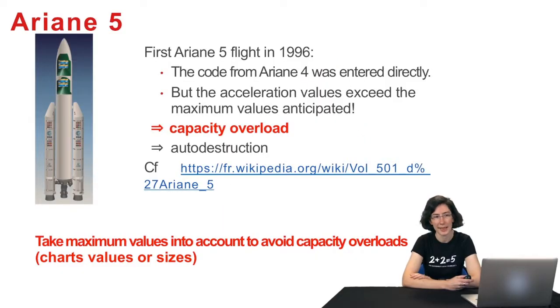The Ariane 5 satellite launcher is another example. That satellite launcher is the replacement of Ariane 4, which worked really well with a certain program. And what they did was copy-paste the Ariane 4 program and put it into Ariane 5. The thing is, Ariane 5 is much bigger, much heavier than Ariane 4. So some maximum values that were correct for Ariane 4 were not correct anymore for Ariane 5. So when they first launched Ariane 5, those maximum values were exceeded.